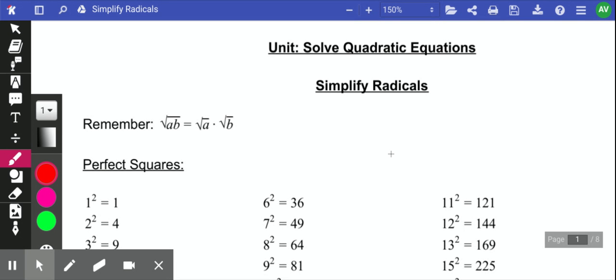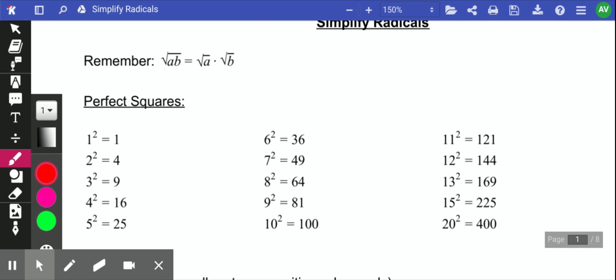Hey everyone. So today we're starting a unit on simplifying radicals.